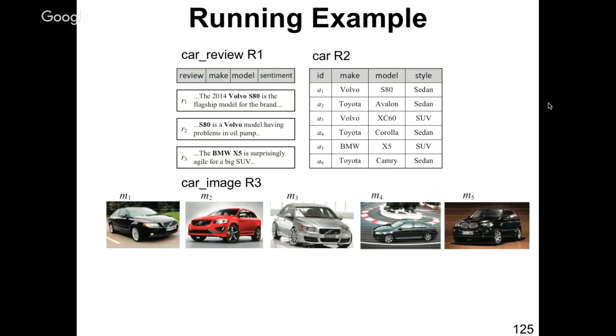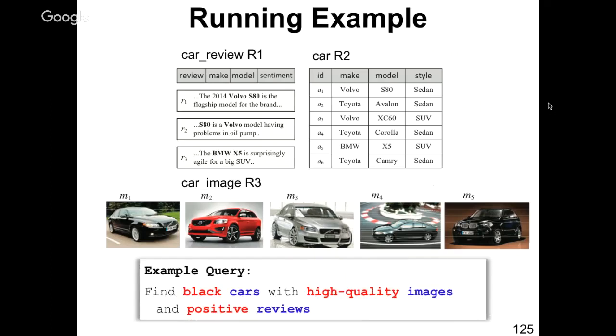In the remainder of my talk, I will use this global running example consisting of 3 tables. The first one is a car review table, which is just unstructured text. Although I highlight some attributes here, we should note that these attribute values could be extracted from this unstructured text. The second table is just traditional relational data about car information. And the third table consists of a set of images. An example query could be: find the black cars with high-quality images and positive reviews. This query wants to integrate all the information from these 3 sources and apply some filtering criteria.